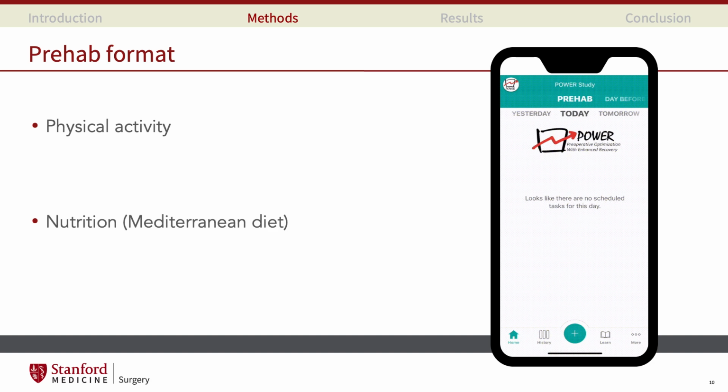Our prehab program was delivered through this mobile app and had 2 components: physical activity and nutrition. For physical activity, patients could choose from different levels of strength exercises. They also received a fitness tracker and were encouraged to walk at least 5,000 steps a day. For nutrition, they were mostly encouraged to follow a Mediterranean diet, and they could find instructions and also recipes in the app.